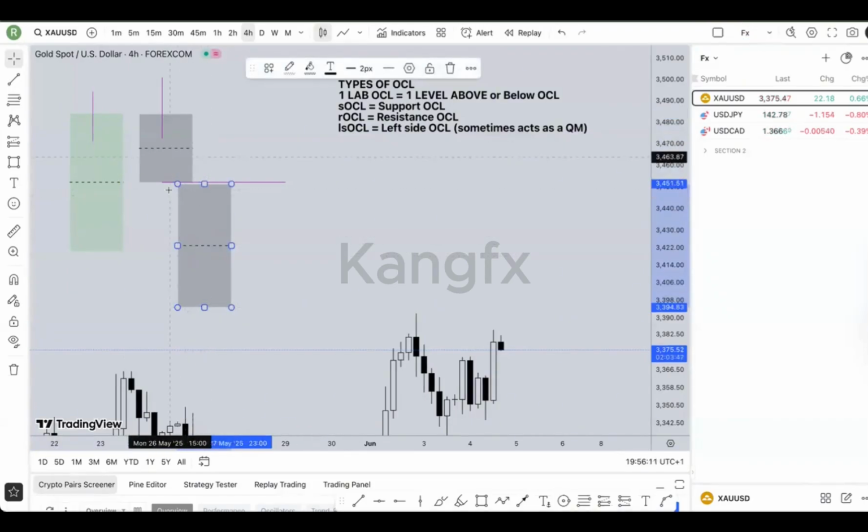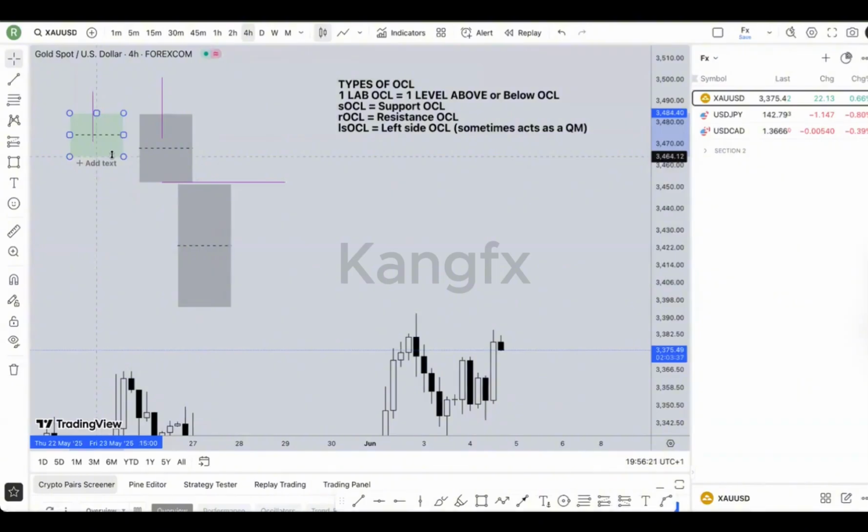For the resistance OCL, this is a must: the other green candle at the left hand side must engulf it like this. You see how it is. If it happens like this, it is not a resistance OCL. The only time you have a resistance OCL is like this, here.